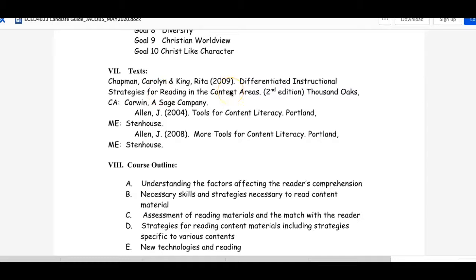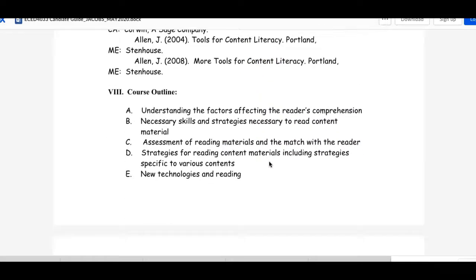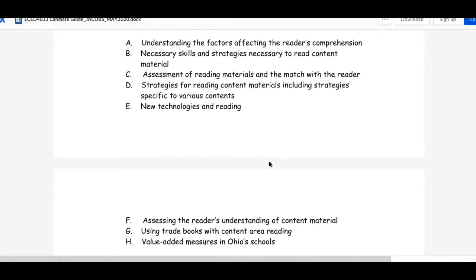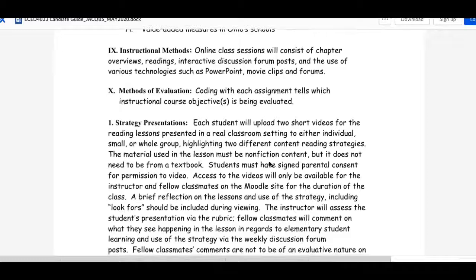Differentiated instructional strategies for reading in the content areas, and tools by Allen and more tools. These two texts right here, they're really flip charts, are the most amazing tool that I wish I had had in my toolbox when I first started teaching. They show you strategies on how to attack most everything you can think of in reading.